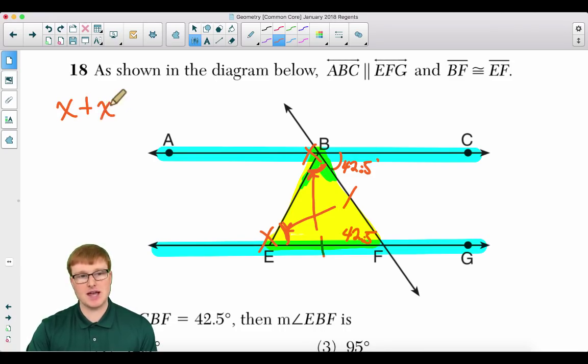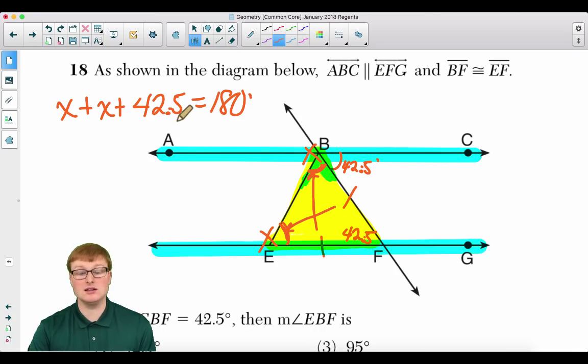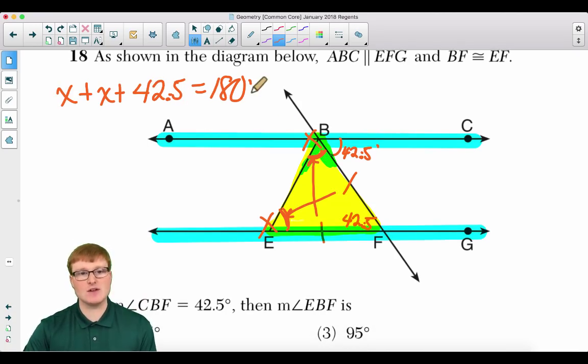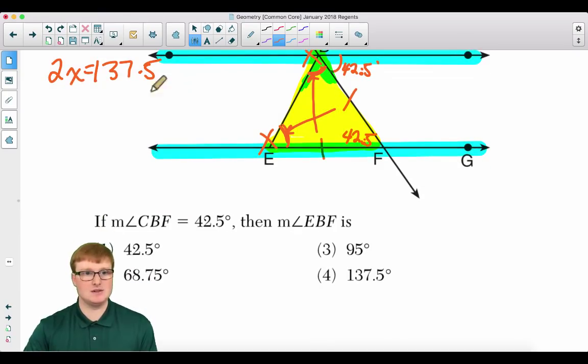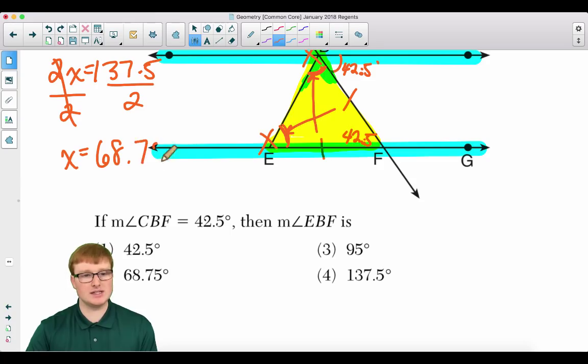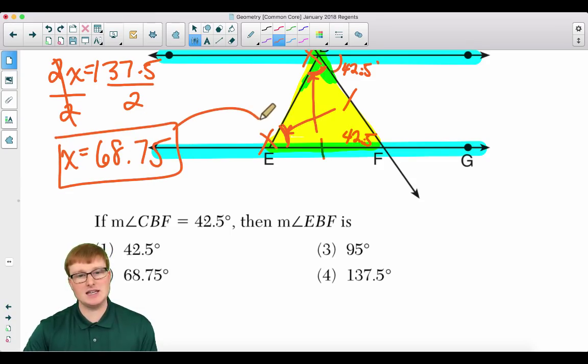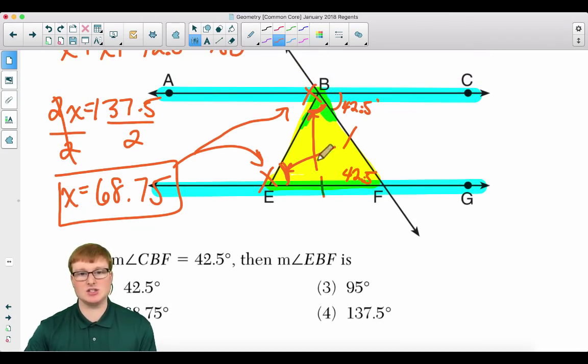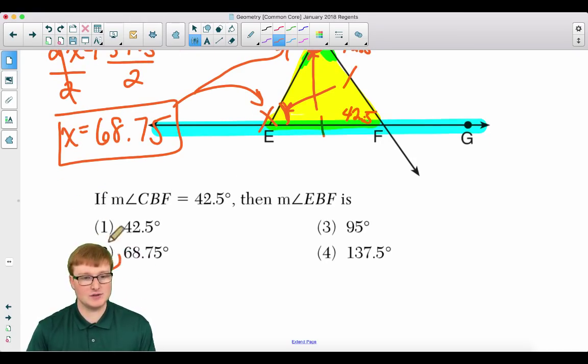So, I'm going to just say x plus x plus 42.5 set equal to 180 degrees because there's 180 degrees in a triangle. Let's go ahead and solve for x. If we subtract that 42.5 and combine like terms on this side, we get 2x is equal to 137.5. Divide by the 2 on both sides, and we get x is equal to 68.75. Ladies and gentlemen, that is the angle measure for each individual angle. So in this case, they're asking you for the measure of angle EBF. That is 68.75. Your answer for this one is choice 2.